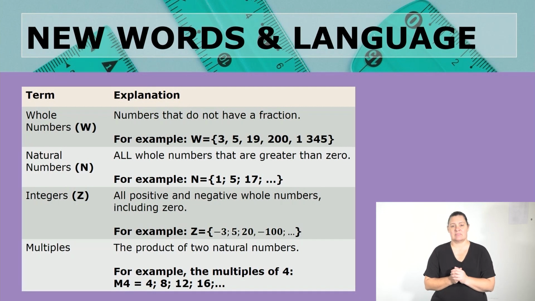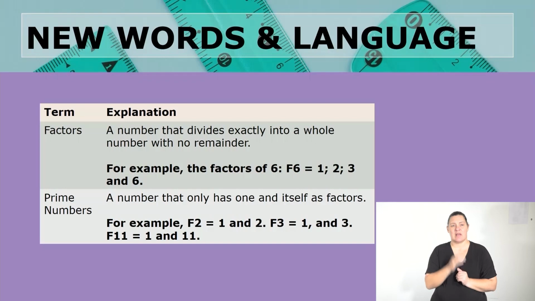Multiples, the product of two natural numbers. For example, the multiples of 4, and you can see there we are going to use M to indicate multiples. So the multiples of 4 there are 4, 8, 12, 16, and so on. Let's look at more words that we are going to be using in this lesson. So we have factors. A factor is a number that divides exactly into a whole number with no remainder. For example, the factors of 6. And we can see there again that we are using an F to represent factors. So the factors of 6 are 1, 2, 3, and 6.